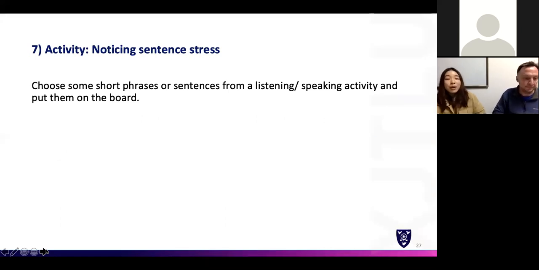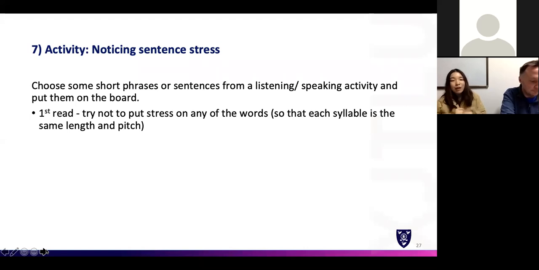Okay. Another area we actually pay a lot of attention to is sentence stress. So here is a possible activity you can do in your class. You can choose some short phrases or sentences from a listening activity or speaking activity and then put them on the board. And what you can do next is, first time when you read the sentence, try not to put any stress on any of the words, okay?